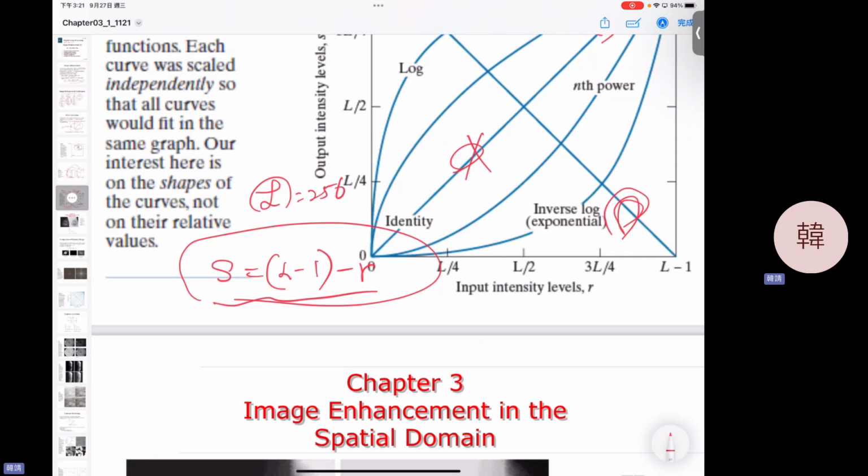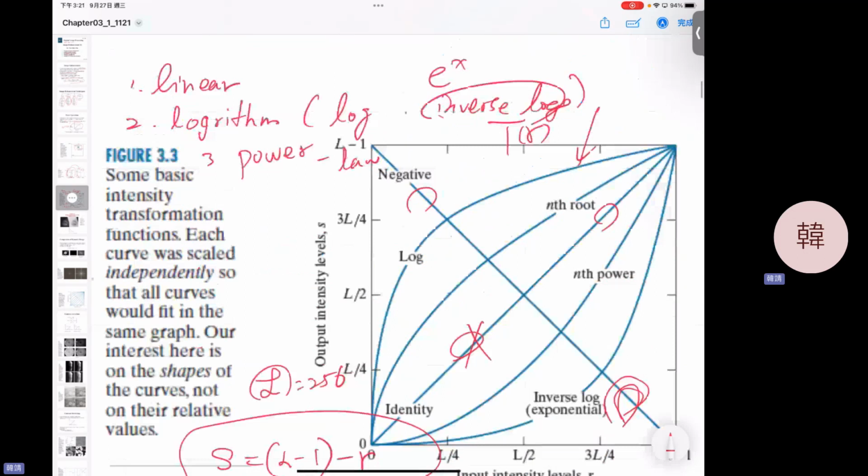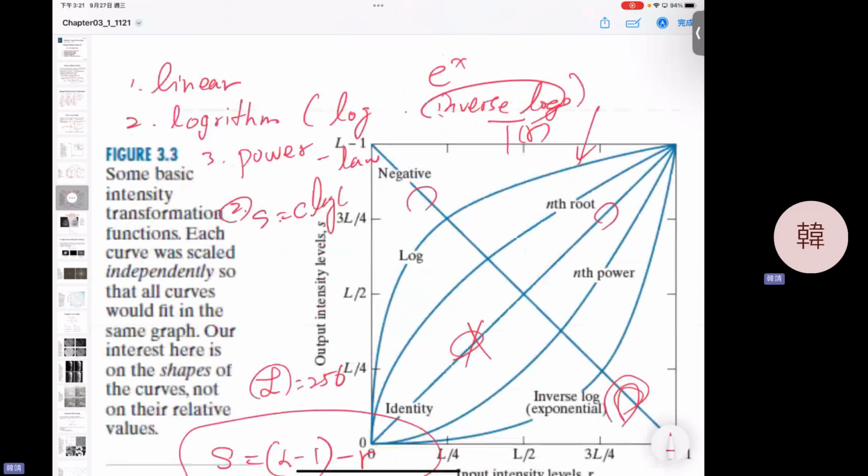The second one is the logarithm. The mathematics you can write down like this: s equals c log of 1 plus r. Your every input variable r plus 1, to avoid 0 happening. So we take 1 as a fundamental constant value to transform. 1 plus your input, take the log, and then multiply by some constant. So it's a log transformation.